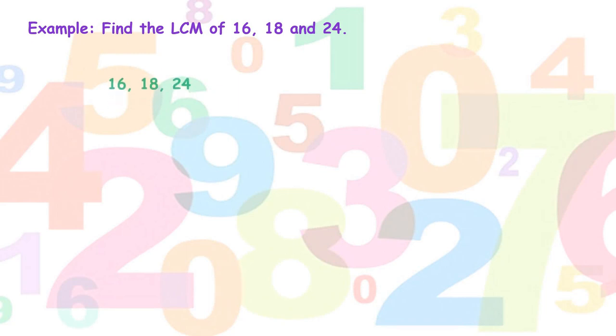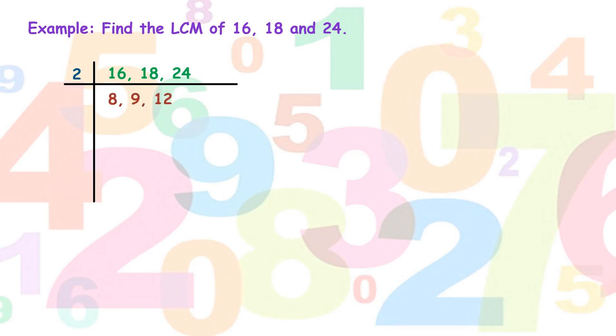What we do is write these numbers together and draw a line beside it and below it. Now we take the smallest prime number by which all 3 numbers are divisible. What is that? Correct, 2. So we'll divide all 3 numbers by 2 and it will give 8, 9 and 12. Now what do we do?